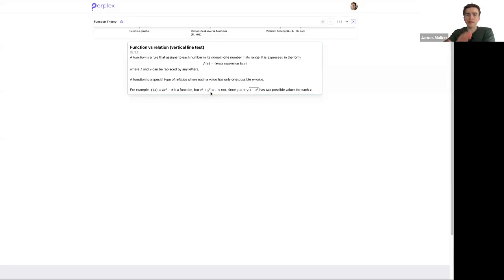So a function is a completely deterministic rule. And if you don't have a relationship that is deterministic in that way, if each x does not precisely go to one y, then you don't have a function.